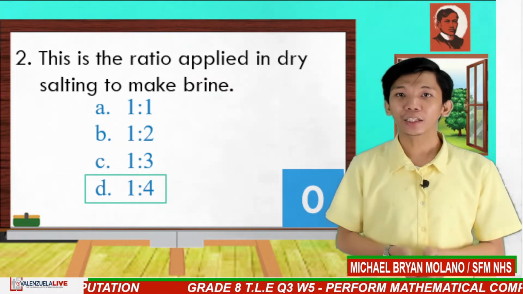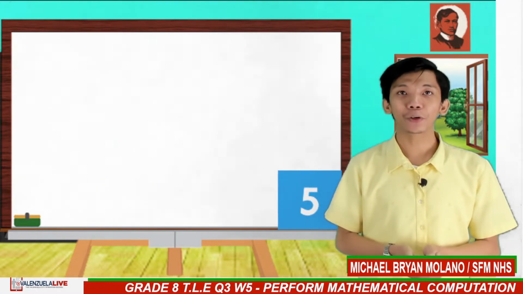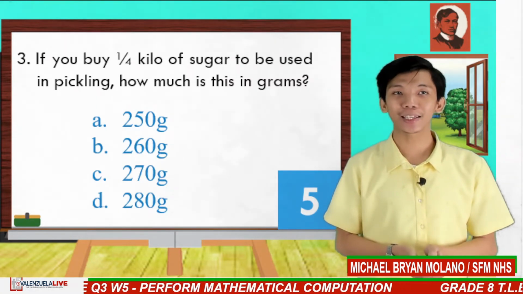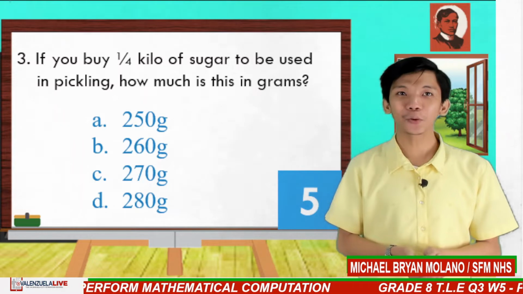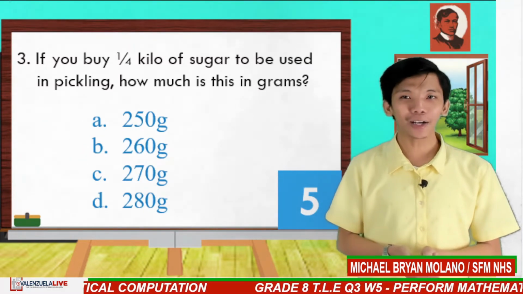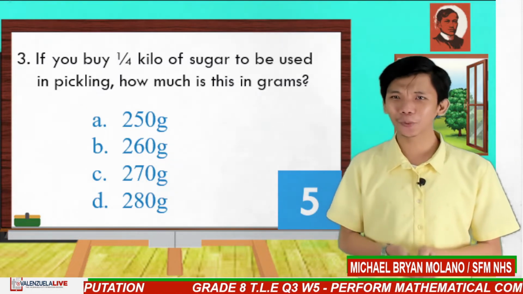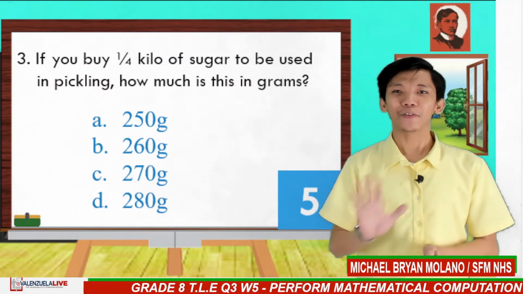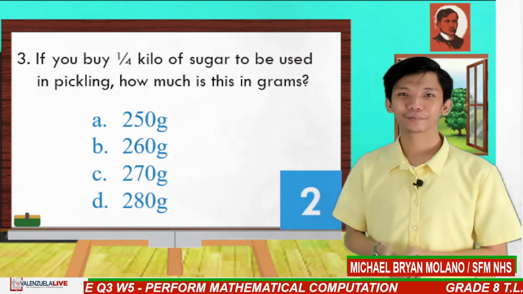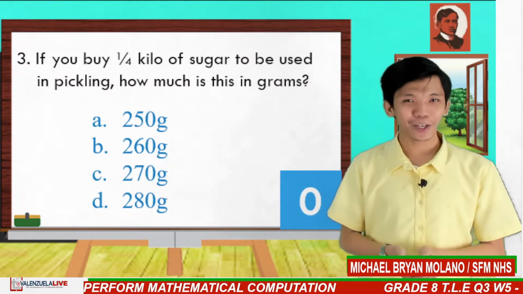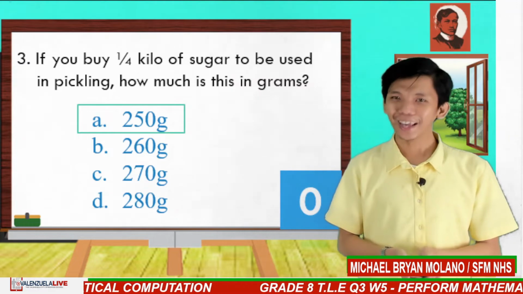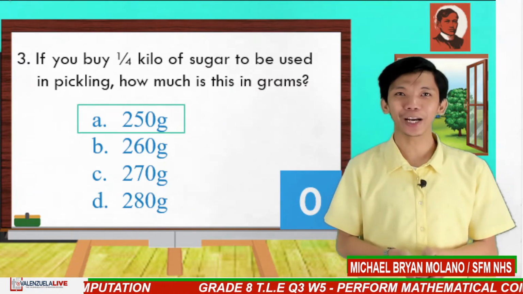For question number 3, if you buy 1/4 of a kilo of sugar to be used in pickling, how much is this in grams? Is it A, 250 grams, B, 260 grams, C, 270 grams, or letter D, 280 grams? And you have 5 seconds to answer. Time's up. And the answer is letter A. Very good. That's 250 grams.